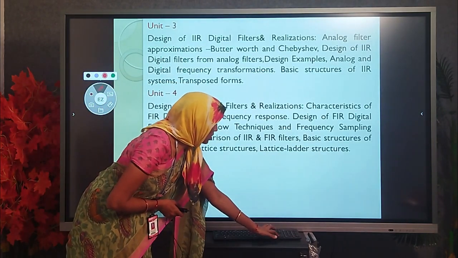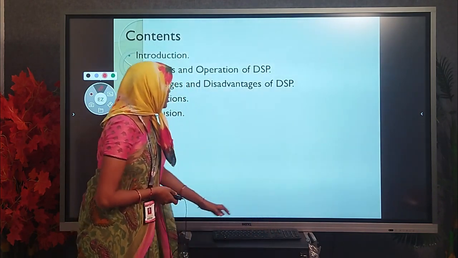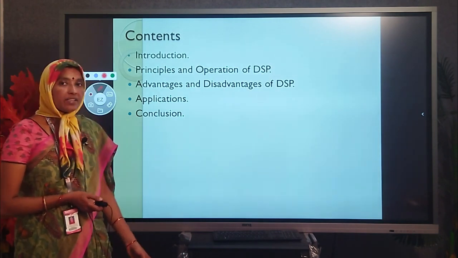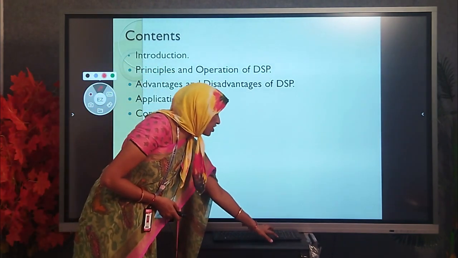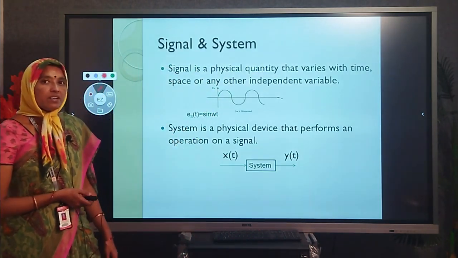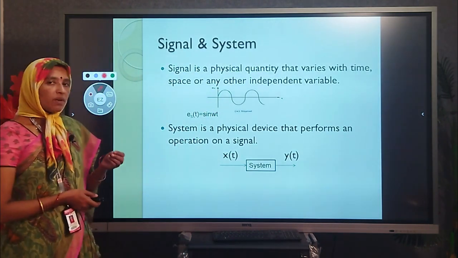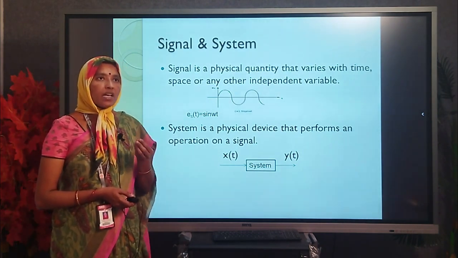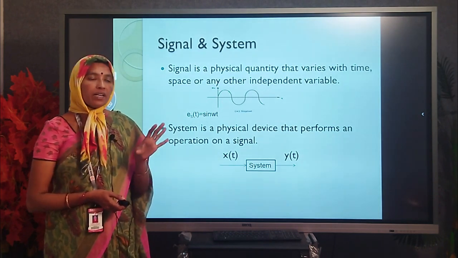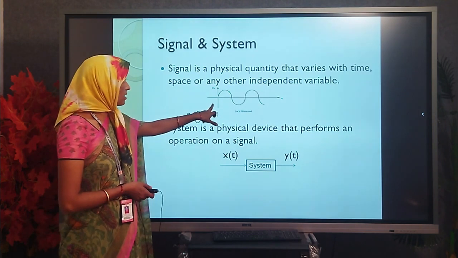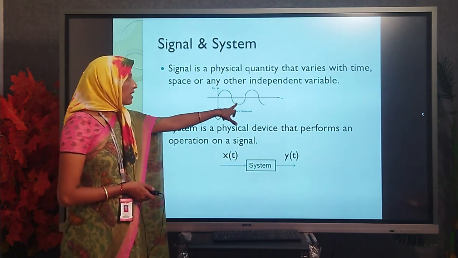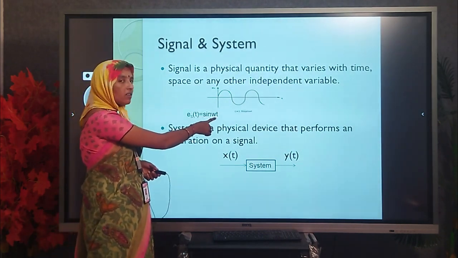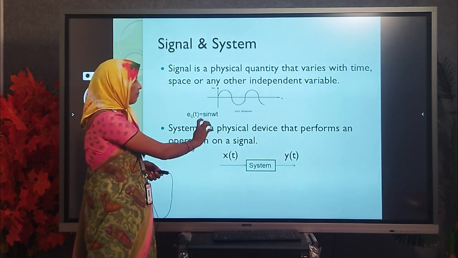And let us see about the current session. It describes the introduction part and principles of DSP, advantages, disadvantages, and applications, as well as the classification of signals and systems. And what is meant by signal? It is a physical quantity that varies with time, space, or any other independent variable. For example, this is a sinusoidal signal, which is represented in terms of sin omega t. So this sinusoidal signal is varying with time t.